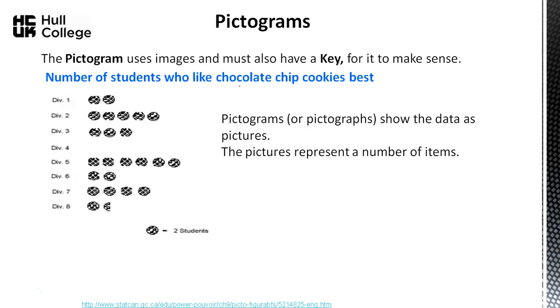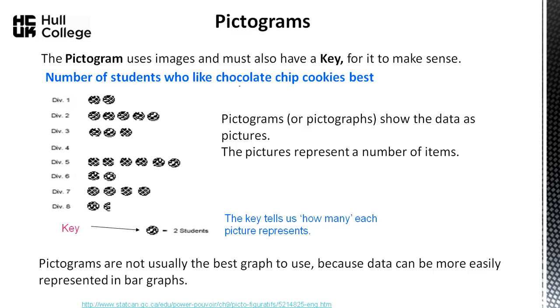So this pictogram shows the number of students who like chocolate chip cookies best. And the key shows that each cookie represents 2 students. The key tells us how many each picture represents. Pictograms are not usually the best graph to use, because data can be more easily represented in bar charts.